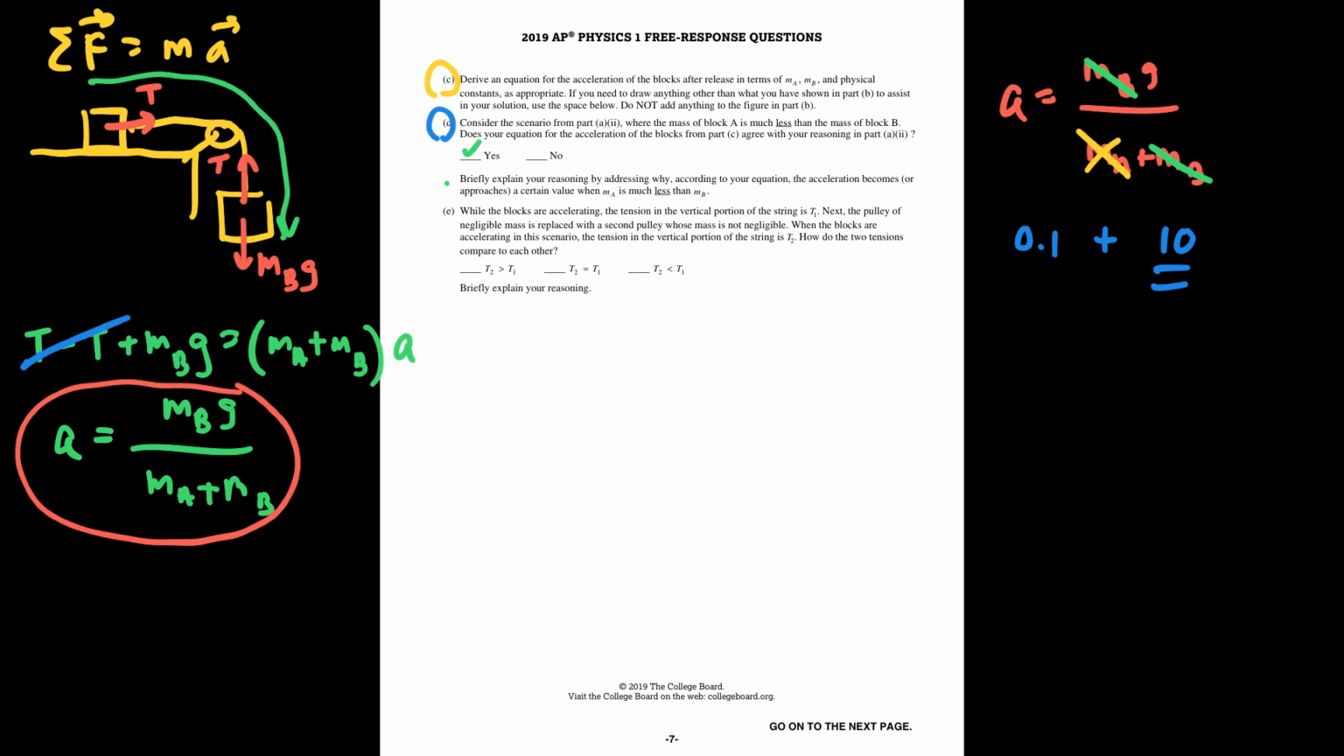Part E says while the blocks are accelerating, the tension in the vertical portion of the string is T1, and the pulley is replaced with a second pulley whose mass is not negligible. Then when they're released, they want to know whether the tension in that vertical portion of the string, this portion here, which is first T1, then becomes T2, is going to be greater than, less than, or equal to.